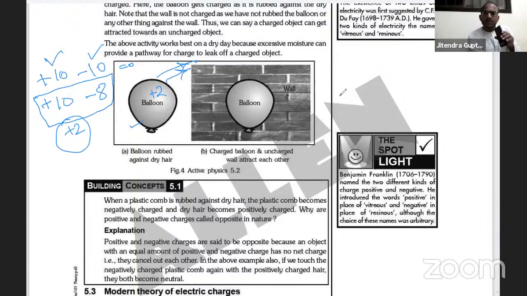And what about the place where you have done the friction? On this, now 2 electrons are extra, so it is now negatively charged. Yes, ask your question now. Sir, in this balloon, the electron is coming from outside, but the positive electron is going away from the balloon.